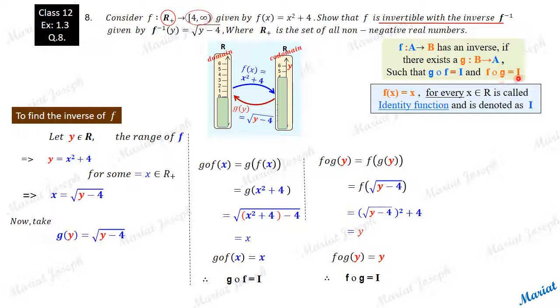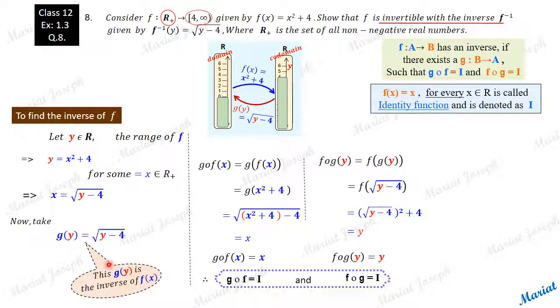Both conditions are satisfied. So from these two together we can say this g that we took itself is the inverse. This g of y is the inverse of f of x. Therefore, f inverse of y is equal to root of y minus 4. This is the f inverse of y. The g that we started with is nothing but the inverse of this function. We got the inverse of this function.